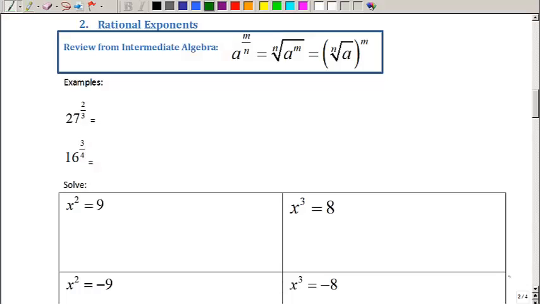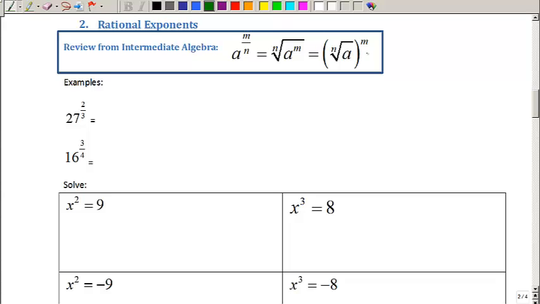The next miscellaneous equation we'll be solving are equations containing rational exponents. Now before we start solving a lot of those, I'd like to review a little bit from intermediate algebra. Notice that a to the rational exponent m over n, the rational means fraction and there's a fraction in the exponent, so we have a to the m over n, is the same thing as the nth root of a to the m, which is also the same thing as the nth root of a, all raised to the mth power. This can help us when we have a rational exponent we're trying to simplify it.